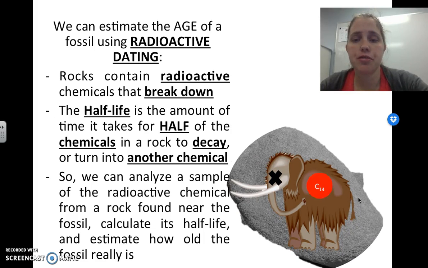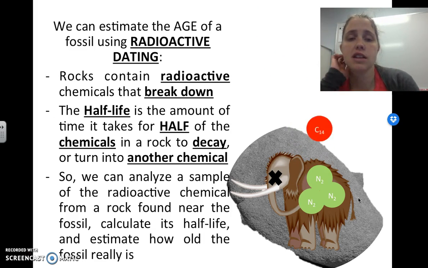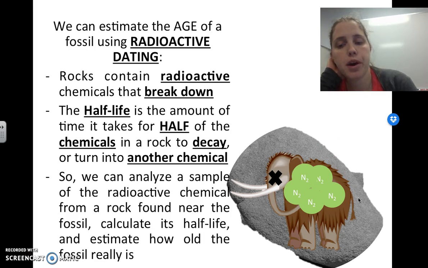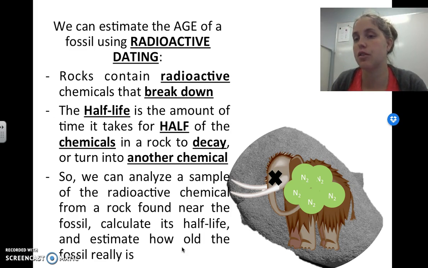We can estimate the age of a fossil using radioactive dating. This is probably a new word for you, radioactive dating. Rocks contain radioactive elements or chemicals that break down. The half-life is the amount of time it takes for half of the chemicals in the rock to decay or turn into another chemical. In other words, a half-life tells us how long it takes for half of the chemical that exists in a fossil to disappear or become something else. We can analyze a sample of the radioactive chemical from a rock found near the fossil and calculate its half-life to estimate how old the fossil really is. We're going to practice doing this if it still seems a little confusing to you.